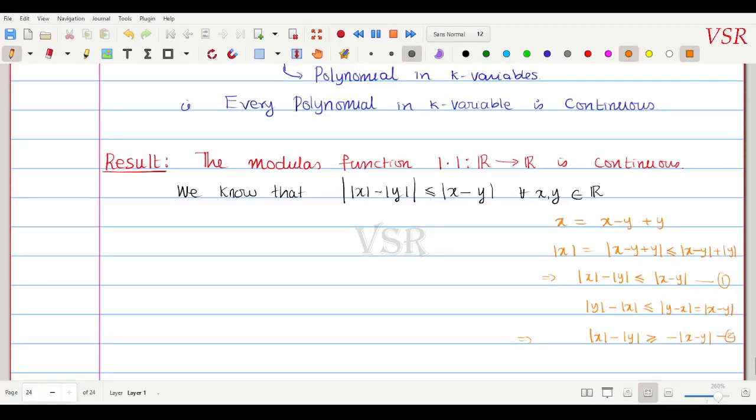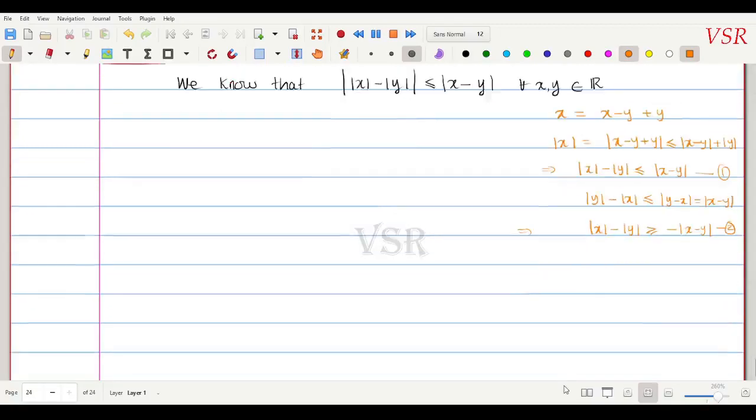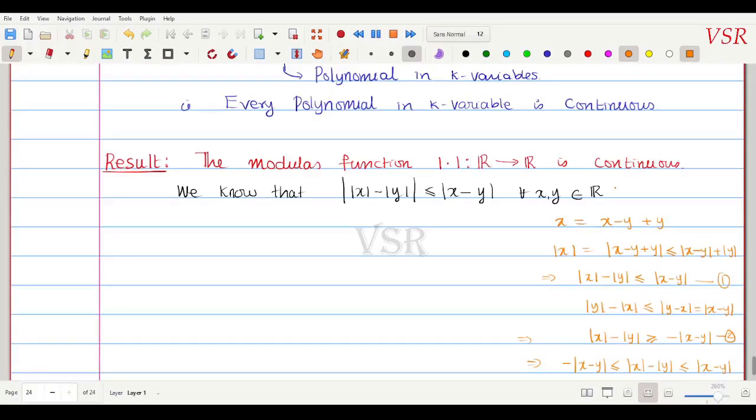From 1 and 2, what we are having is minus of modulus of x minus y, which is less than or equal to mod x minus mod y, which is less than or equal to mod x minus y. Okay, so this implies that modulus of mod x minus mod y is less than or equal to modulus of x minus y. Okay, this is the proof of the inequality.